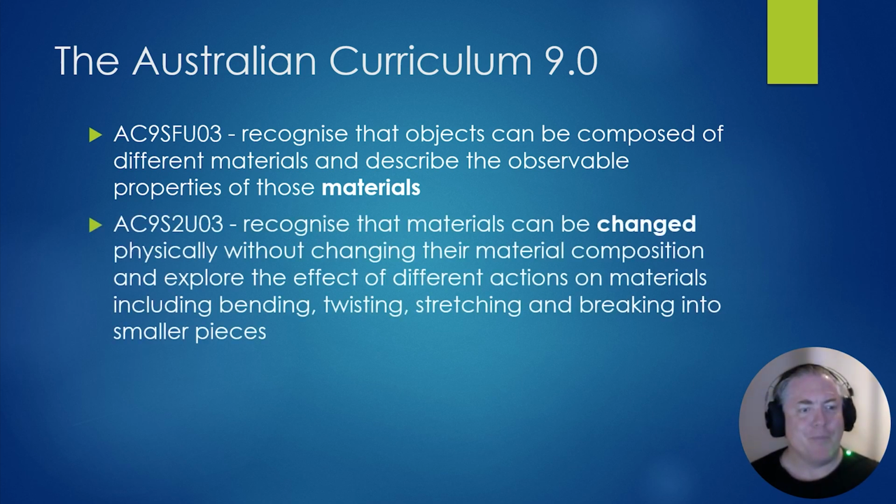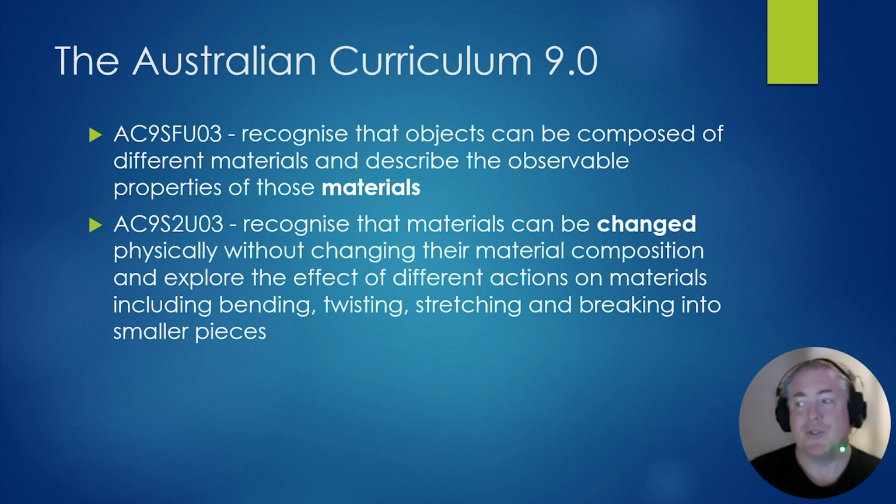Now, we do skip grade 1, perhaps because we have a crowded curriculum already. Go straight to grade 2. Recognise that materials can be changed physically without changing their material composition, and explore the effect of different actions on materials, including bending, twisting, stretching and breaking into smaller pieces. So this is a fun year. We're talking 7-year-olds.